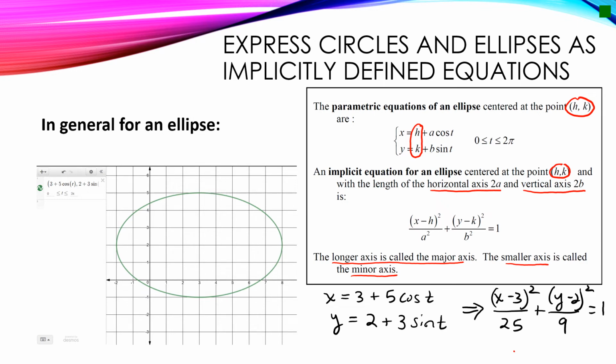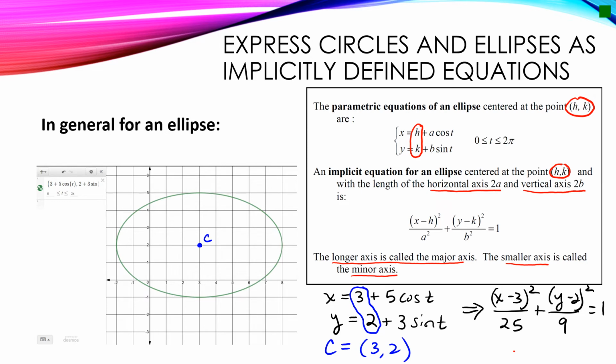All right, so let's see here. h, k, that's going to be our center. So let's start with that. h and k are these numbers on the front end of the parametric. So my center should be at 3, 2. So if I start at the origin and I go to the right 3 and then I go up 2, sure enough, there is my center.